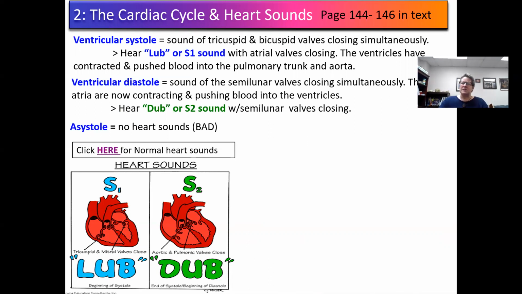Now, during ventricular diastole, the ventricles are relaxed and filling. And now the tricuspid and bicuspid valves are open because the atria are putting their blood into the ventricles. So to make sure that blood entering the ventricles doesn't get up into the aorta or pulmonary trunk, those semilunar valves must snap shut during this time. And that produces the dub, or S2 sound.